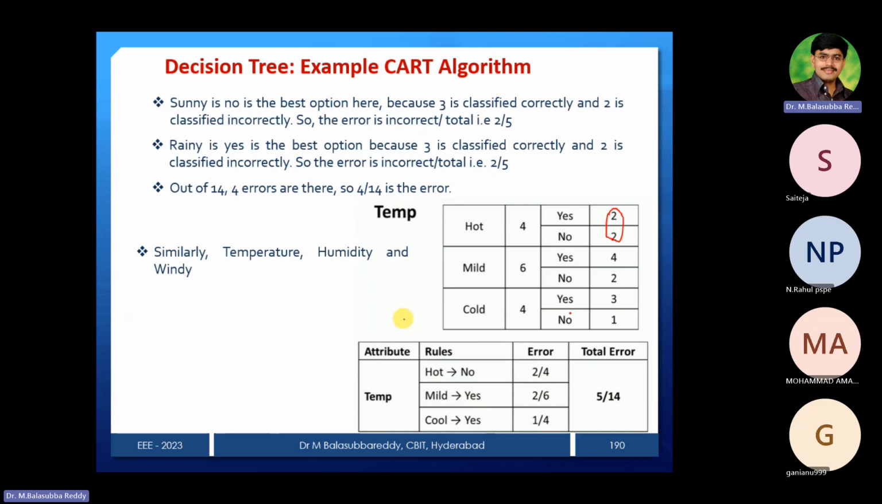How many incorrects? 2 are the same, no? 2 incorrect out of 4. And here incorrects are 2, that's why 2 by 6. And here incorrect is 1, that's what I have taken as 1 by 4. And 2 plus 2 plus 1 is 5 out of 14. So earlier it was 4 by 14, but now it is 5 by 14. If I take temperature as the attribute, as the root node, then your error becomes 5 by 14. But if Outlook is your root node, the error becomes 4 by 14.